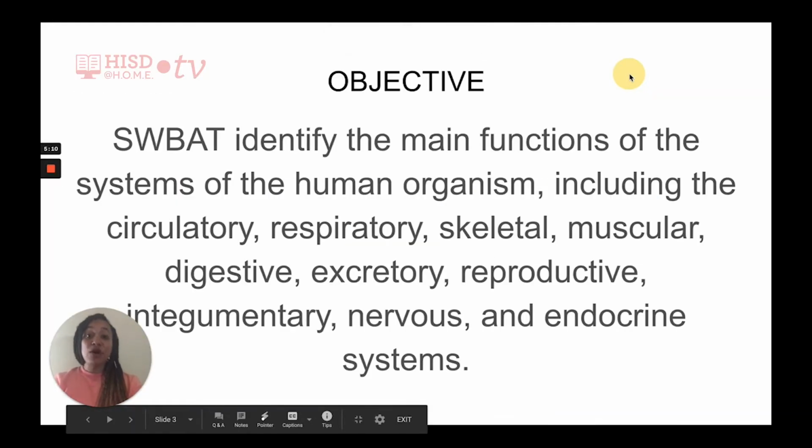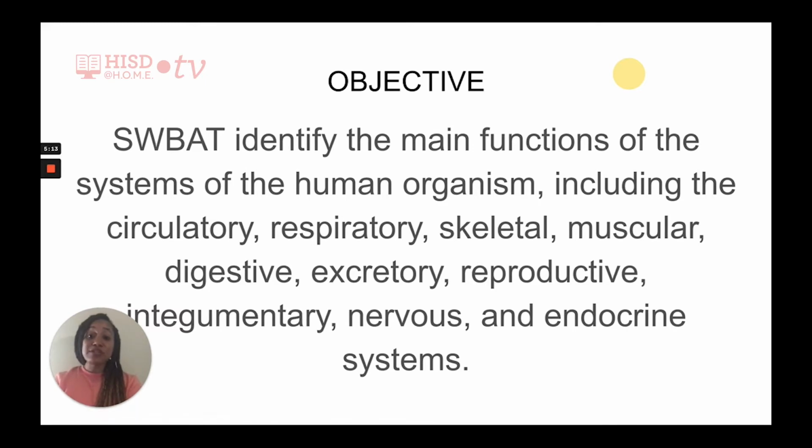The objective for this week, students will be able to identify the main functions of the systems of the human organism, including the circulatory, respiratory, skeletal, muscular, digestive, excretory, reproductive, integumentary, nervous, and endocrine system. Last week, we discussed the digestive and excretory system. Any ideas what two systems we will discuss this week? This week, we will discuss the skeletal system and the muscular system.